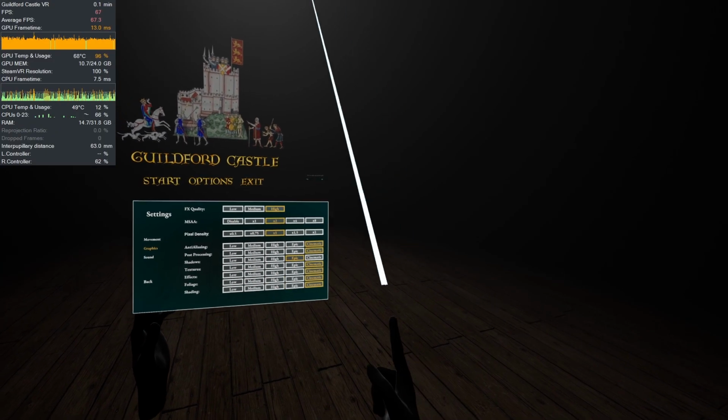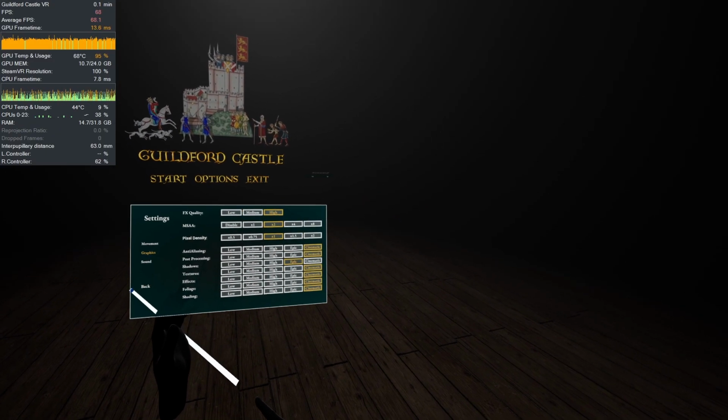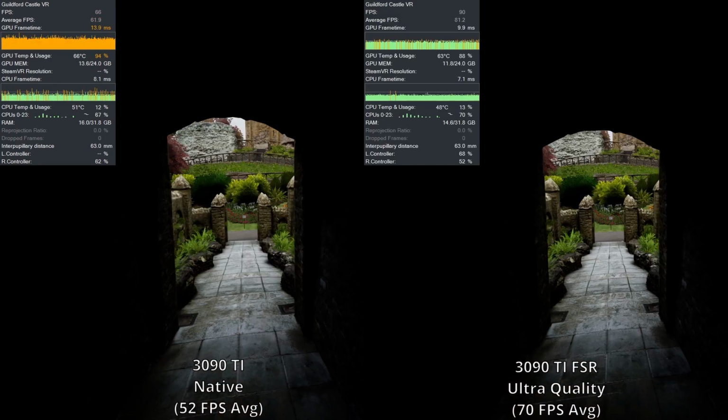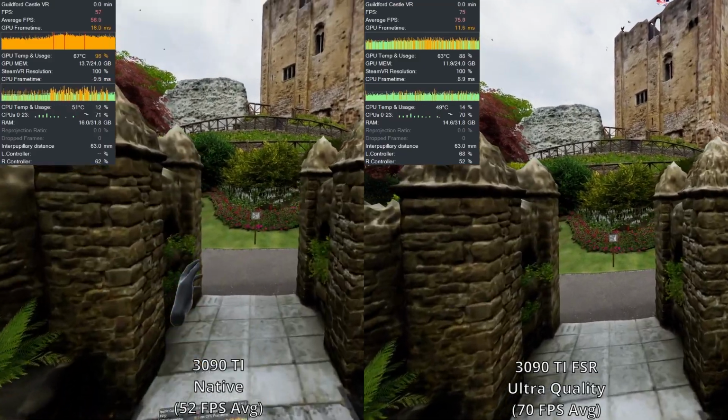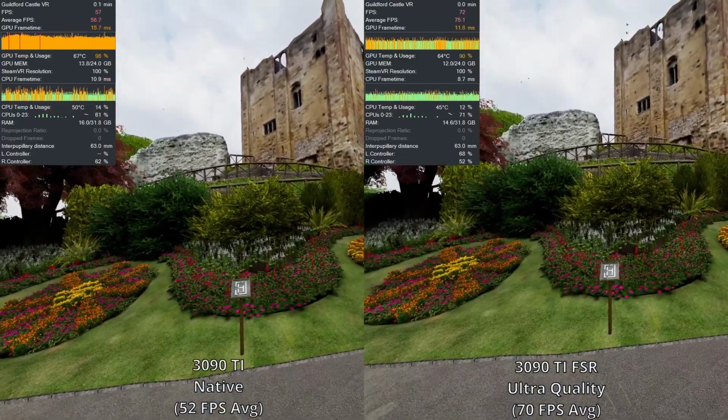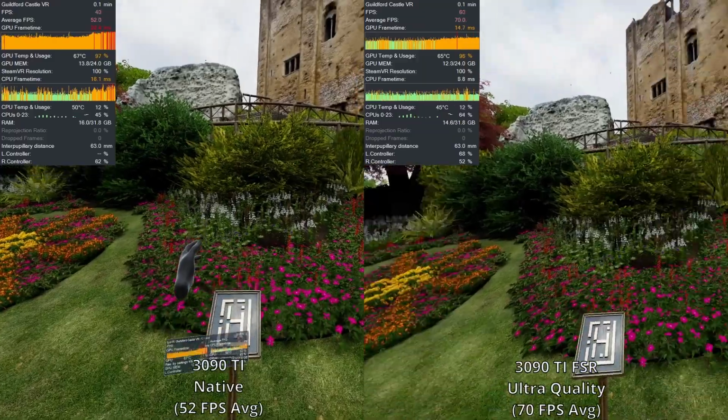First up is Guildford Castle. These are the settings I'll be testing on, as when I tried cinematic shadows, my FPS tanked to something like 45. On the left, you'll be seeing the native run-through, while on the right, you can see the FSR.